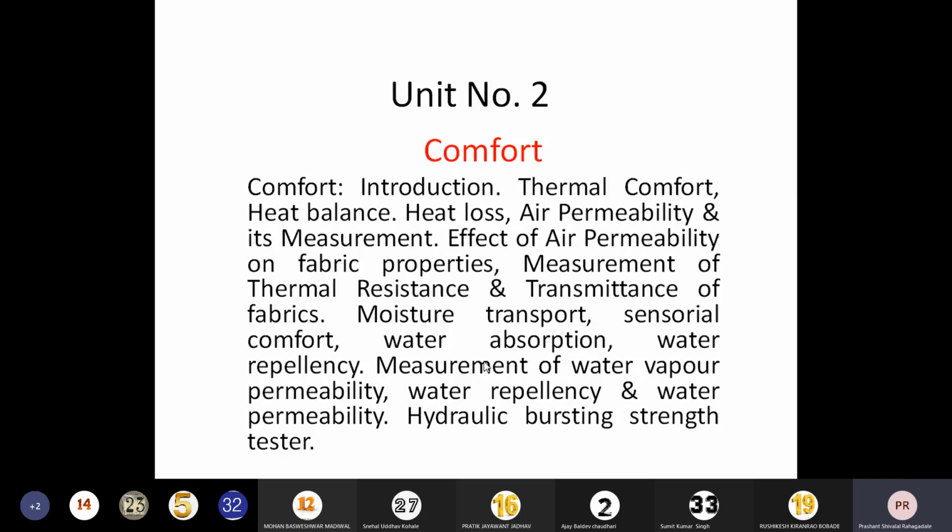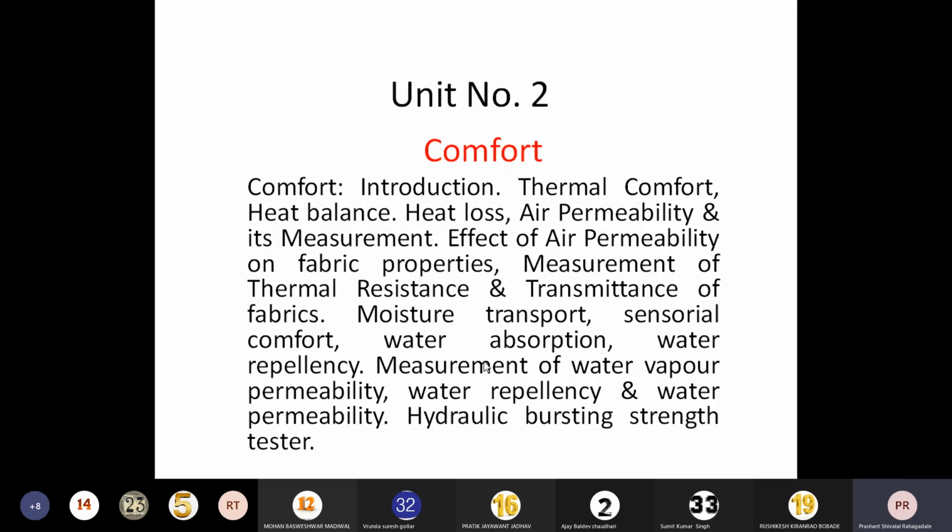Comfort is also related to how the air is allowed to pass through the fabric. The simplest example: in summer, if we are wearing a shirt, we know that in summer we have excessive sweating, and if this sweat is not released into the atmosphere, sweat being one type of moisture, and it remains on the fabric you are wearing, then after a certain period you will feel uncomfortable. आपको चिपचिपा सा लगने लगेगा, है ना?